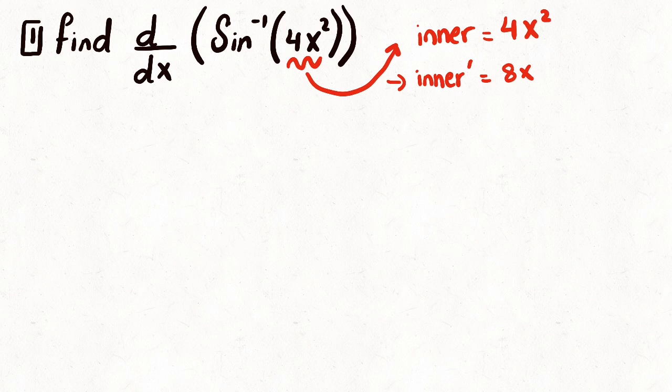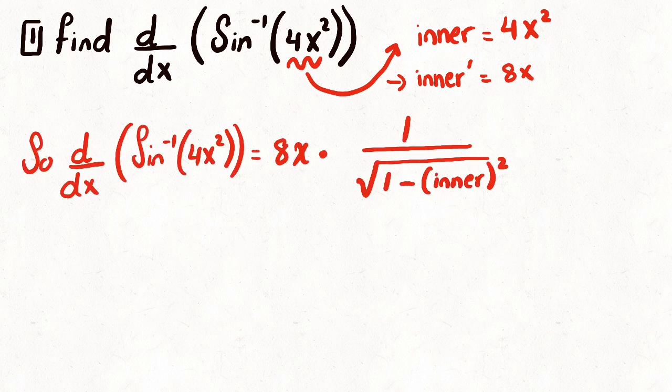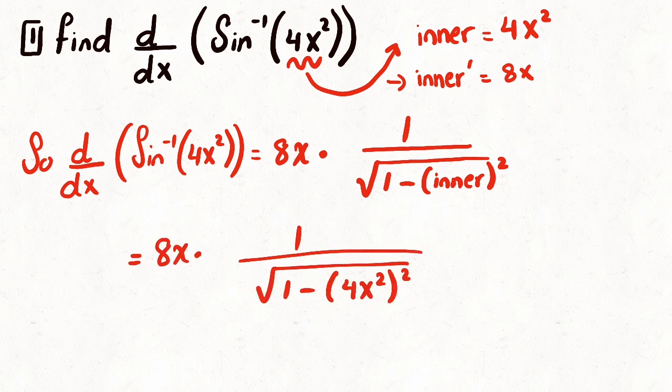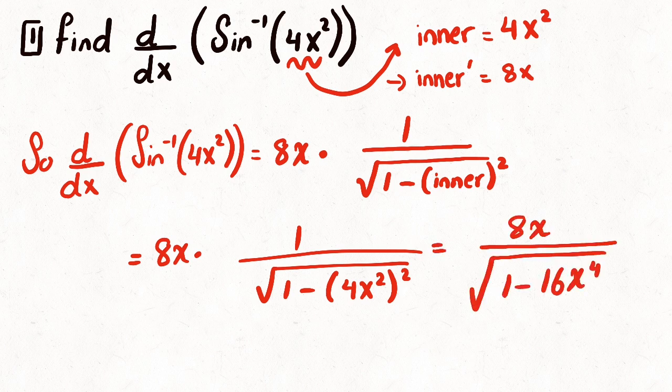Now to differentiate the inverse trigonometric function, we will say it is the inner derivative, which is 8x, times the rule of the derivative, which is 1 over square root 1 minus inner squared. You have to apply it like this, and that will be the final answer.